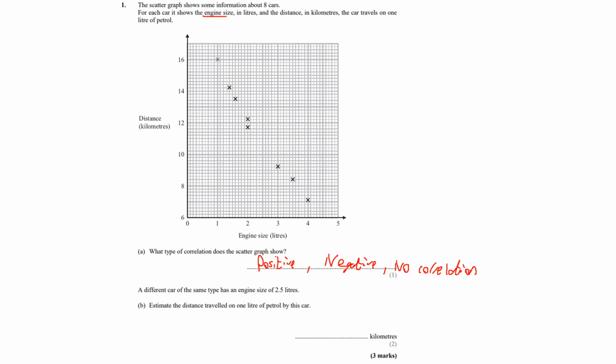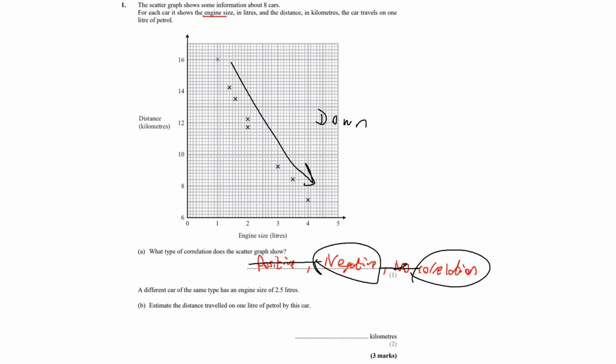So, because it's going down each time, it's going to be a negative correlation, okay? But remember this, positive, negative, or no correlation. Anything else is wrong, okay? You just got the mark and you've saved yourself so much writing.